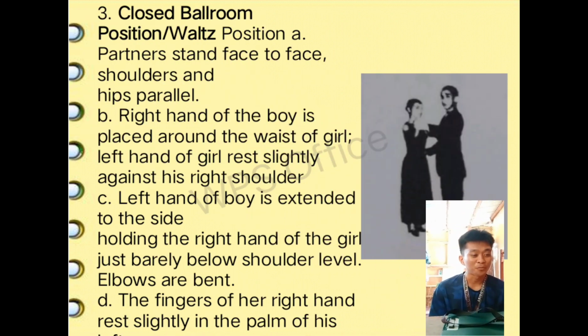Third, closed ballroom position or waltz position. A. Partners stand face to face, shoulders and waist parallel. B. Right hand of the boy is placed around the waist of the girl. Left hand of the girl rests slightly against his right shoulder. C. Left hand of the boy is extended to the side, holding the right hand of the girl just barely below shoulder level. Elbows are bent. D. The fingers of her right hand rest slightly in the palm of his left hand.